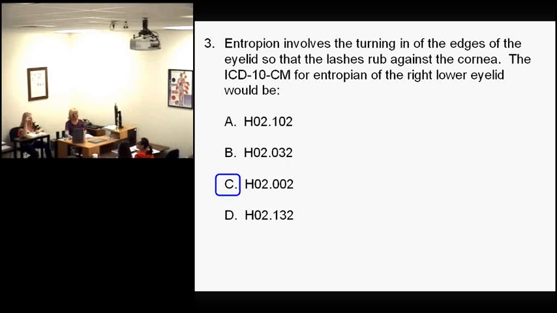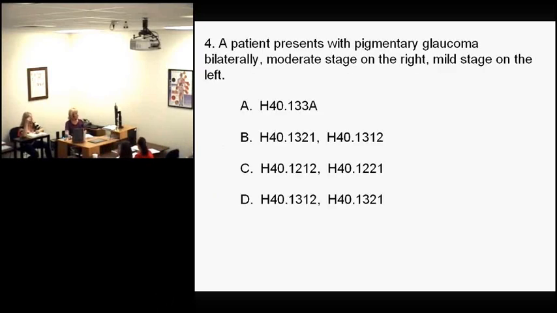Okay, number four. A patient presents with pigmentary glaucoma bilaterally, moderate stage on the right, mild stage on the left. Ooh, this is a good one. That's a guideline right there, yeah. And I'll give you a minute to figure it out.